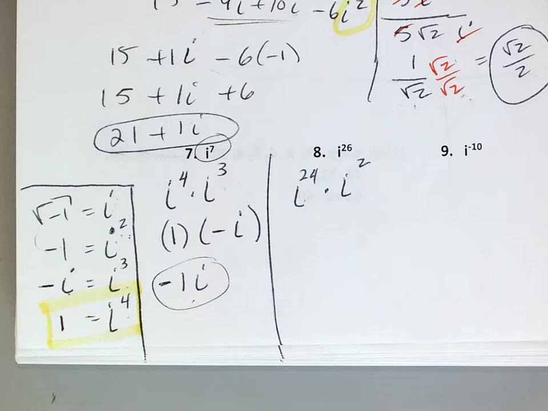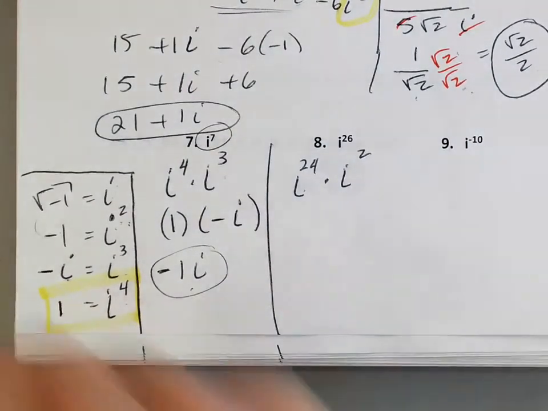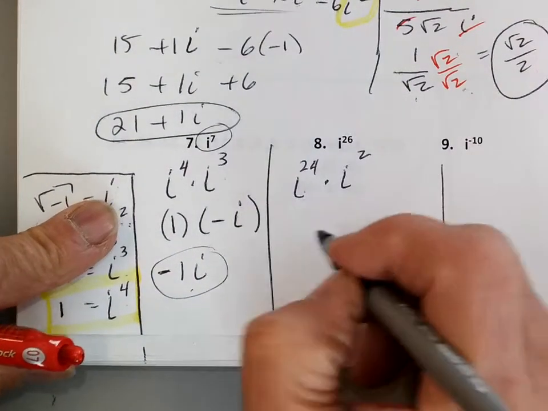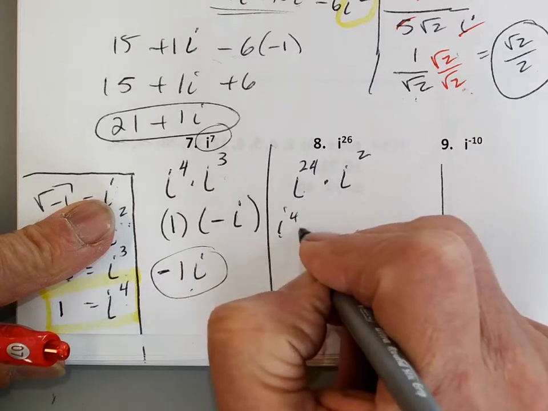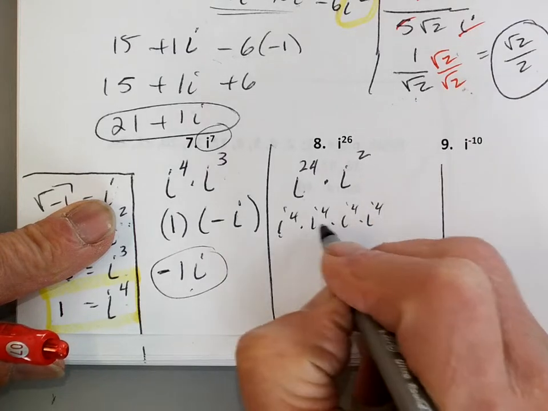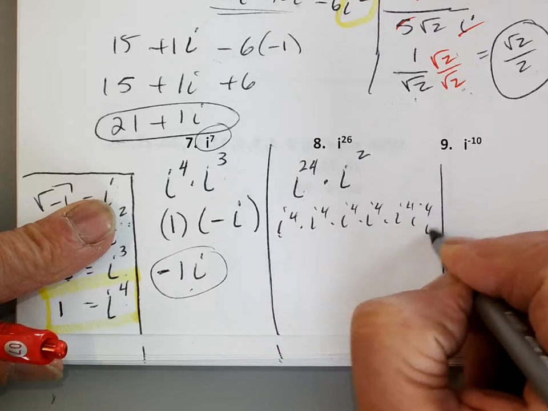Okay. Ready? So 24 is i to the fourth, six times, isn't it? I'll write it out so you guys can see it. My goal is always, always, always to get i to the fourth. So this is i to the fourth times i to the fourth times i to the fourth times i to the fourth, 1, 2, 3, 4, and so on, and I got left over an i squared. It's kind of squished in there.